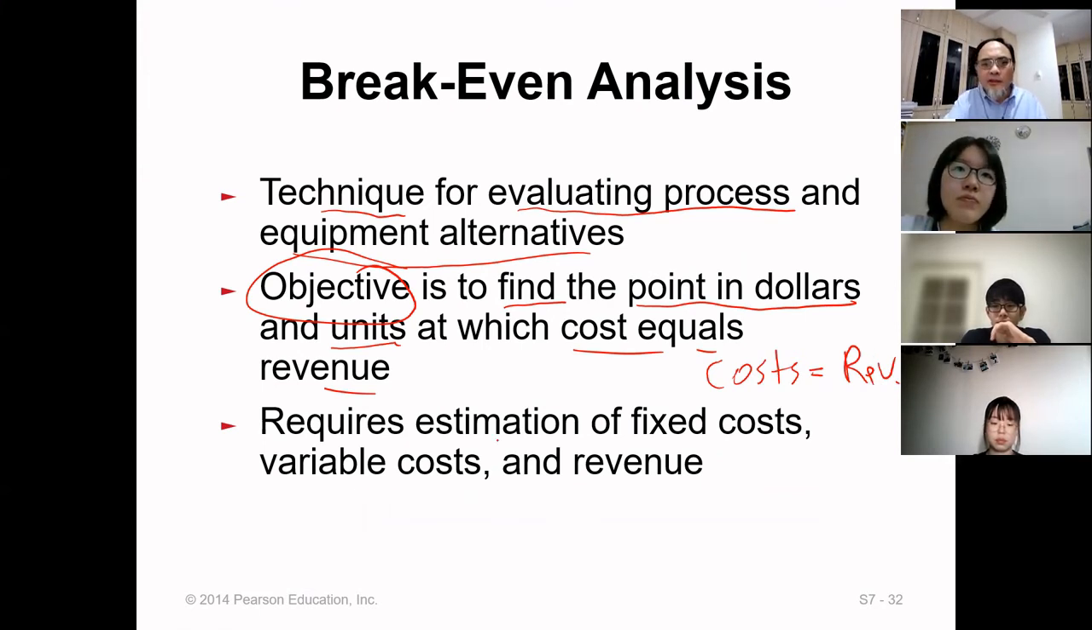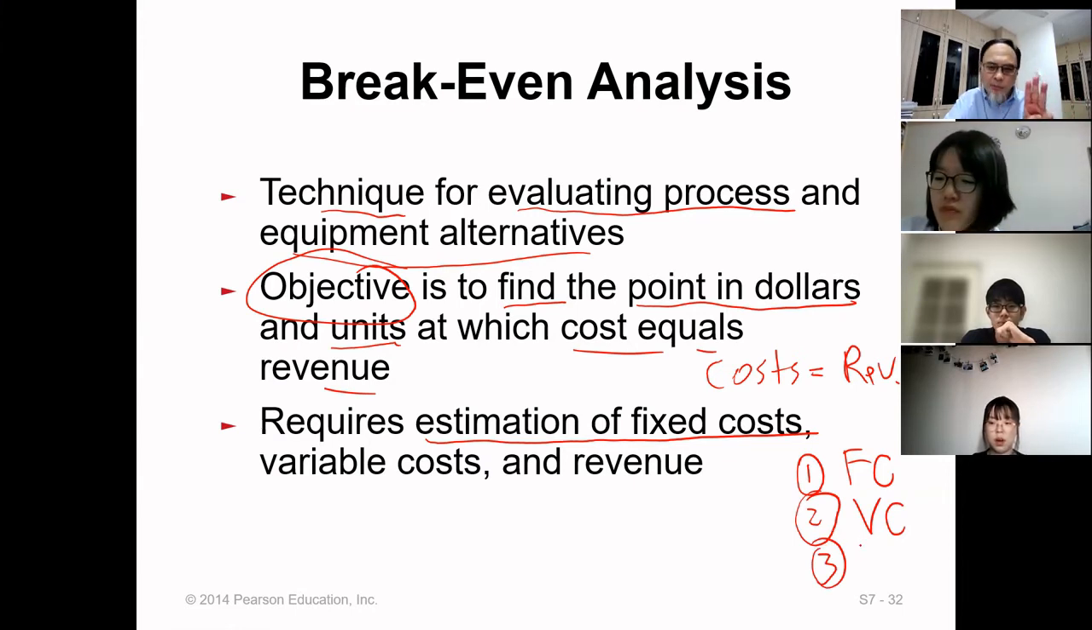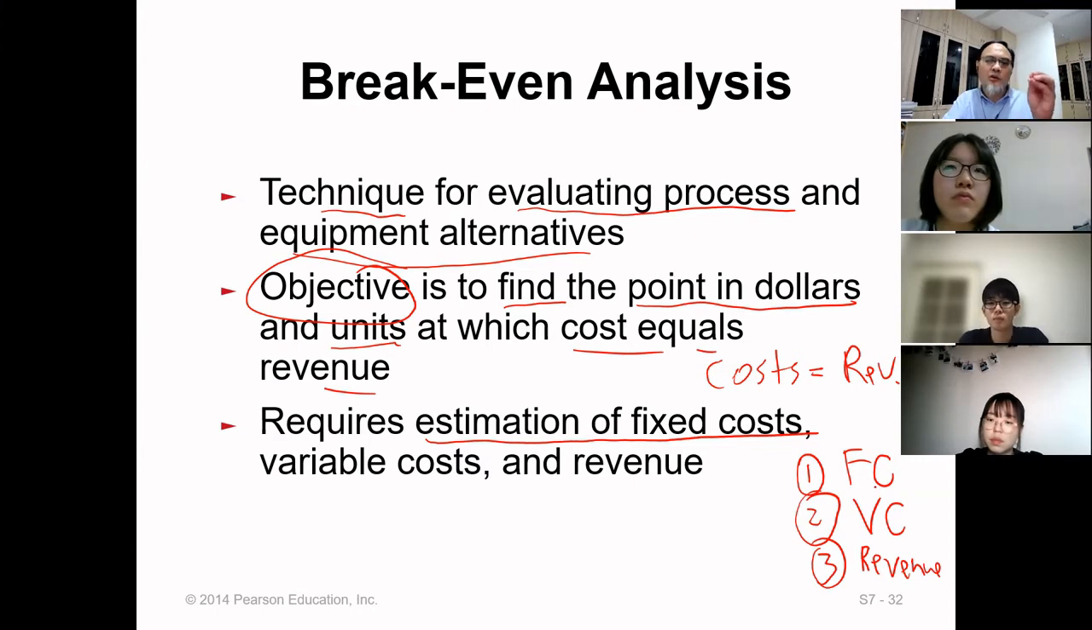It requires estimation of fixed cost. So you need information on fixed cost, variable cost, and the third piece of information is revenue, which means income. Income comes from sales price and units sold or produced. We'll see this after this.